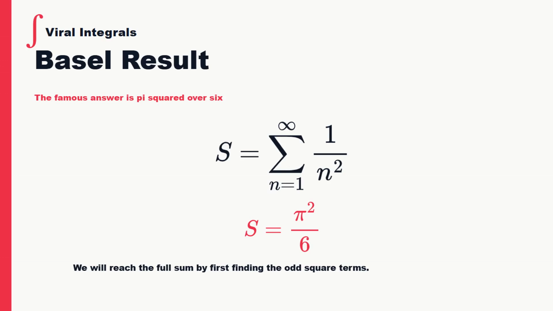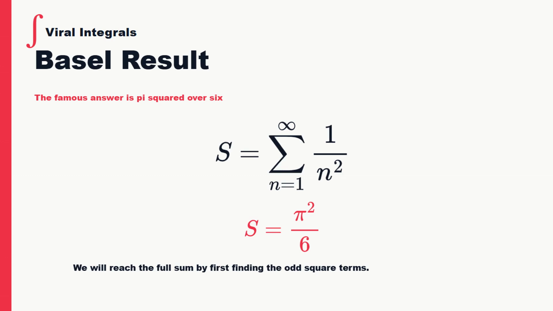So today is not an integral, although we will be using integrals to solve it. Today we're going to be proving the Basel result. The Basel result shows up all over the place in mathematics, so it's something we really want to derive so we can use it for later integrals. And we will be referring back to this result frequently.